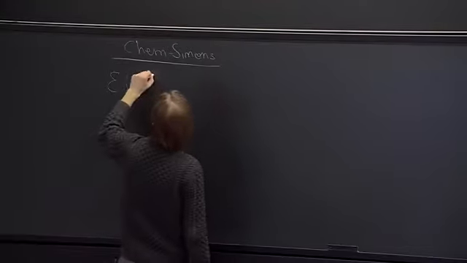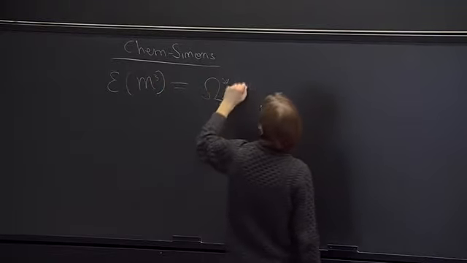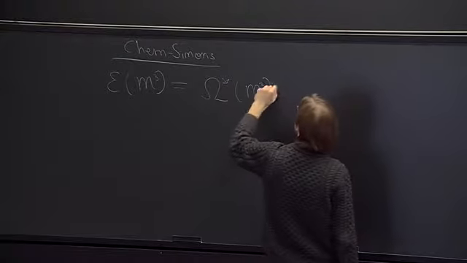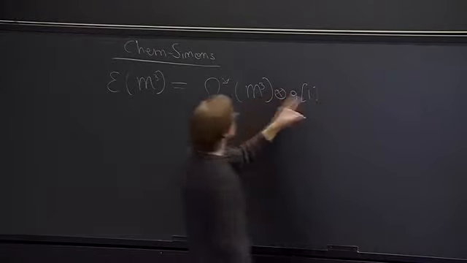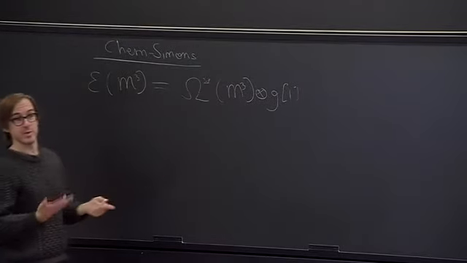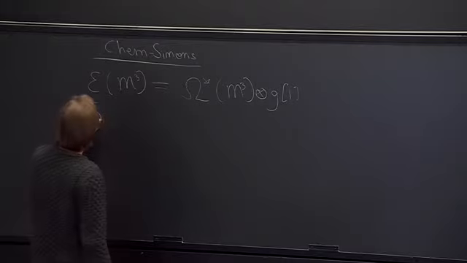Where our fields look like forms on some three-manifold tensor Lie algebra. This shift by 1. The shift by 1 is to put one forms, which is your gauge field, in degree 0. And we have the Chern-Simons action.